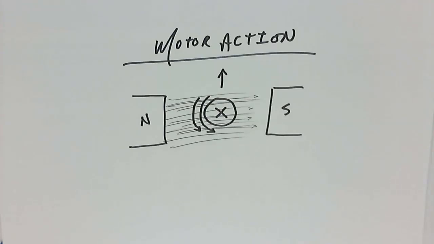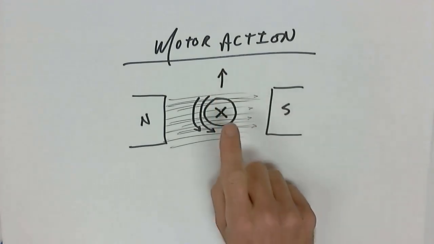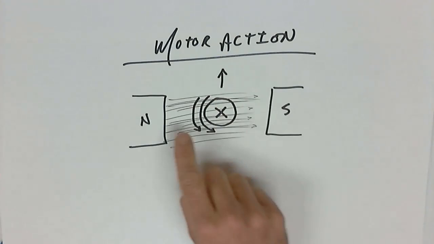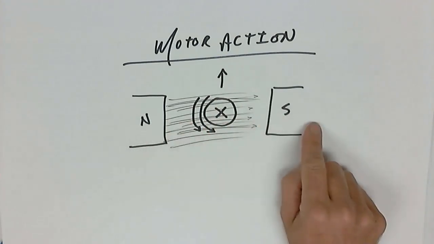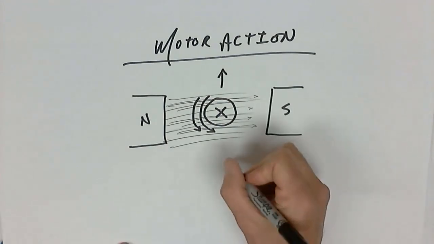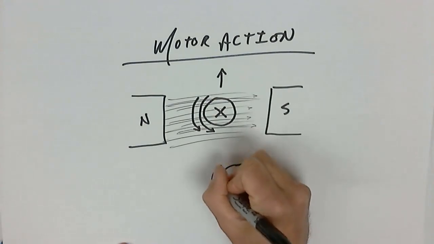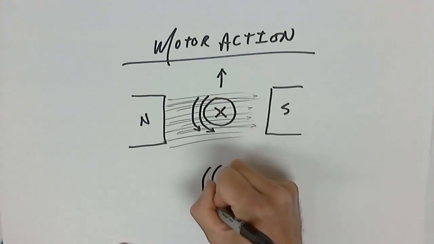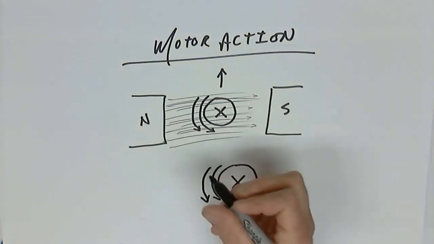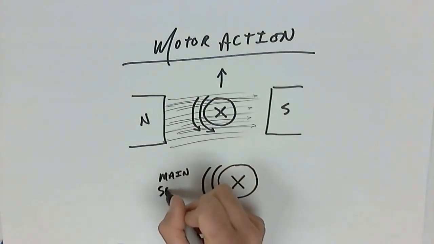But wait, there's more. As that is getting moved up, isn't it breaking lines of flux? It's breaking those lines of flux that are traveling from the north to the south. So something bizarre happens here. As it moves, so I'll draw it again. There's my conductor. There, this would be the main source EMF.